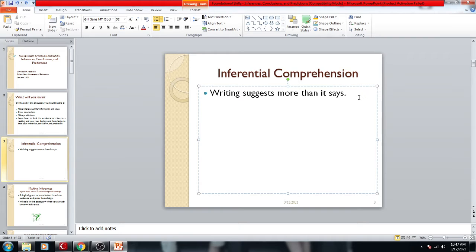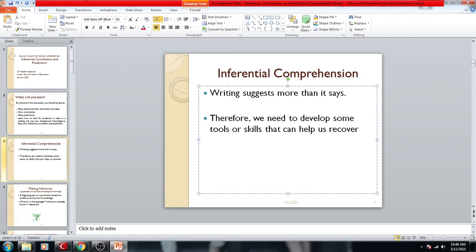So, therefore, we need some tools or skills to develop, some tools or skills that can enable us or help us recover implied meanings.